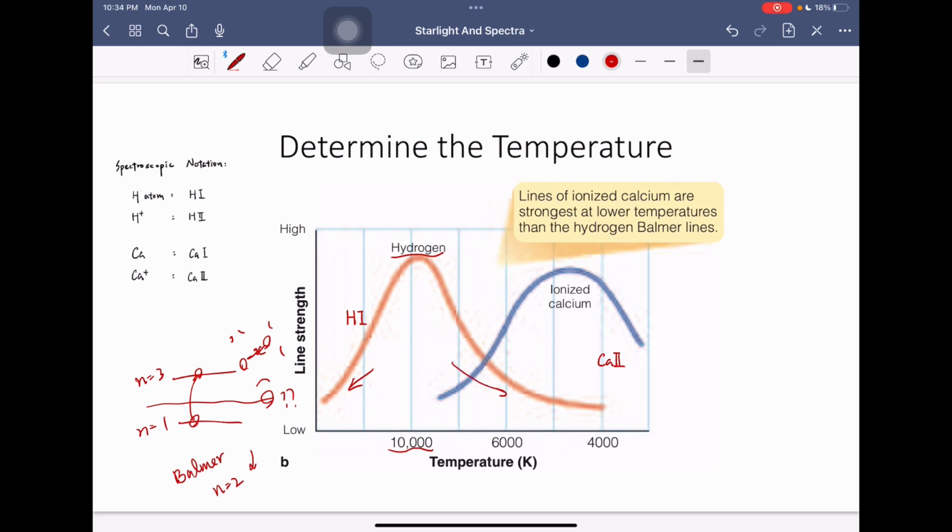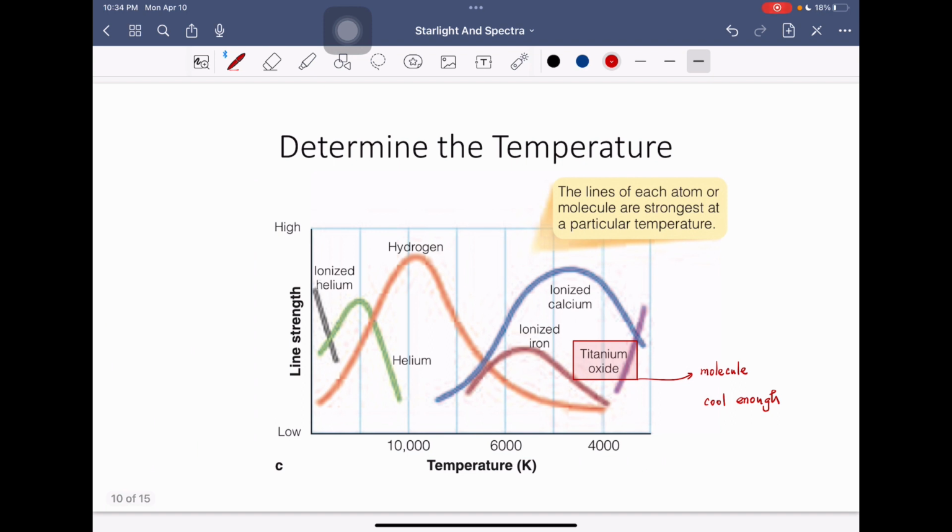When the temperature is cooler, the electrons will tend to stay in the ground state, which is n equals 1. So there won't be any electrons on n equals 1 to be excited to other energy levels. So there will not be a strong hydrogen Balmer series either. Such mechanisms also happen to singly ionized calcium, which we call Ca II.